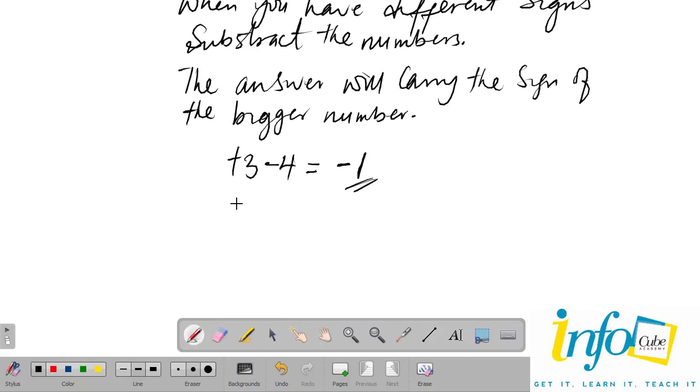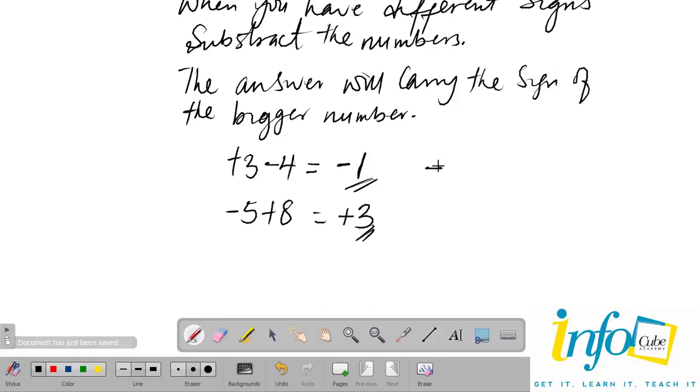Now another example is I have minus 5 plus 8. I will do the same thing. There are different signs, so I will subtract. I'll have 3. Now what sign does the bigger number have? It has plus as a sign. I'll put the plus there.